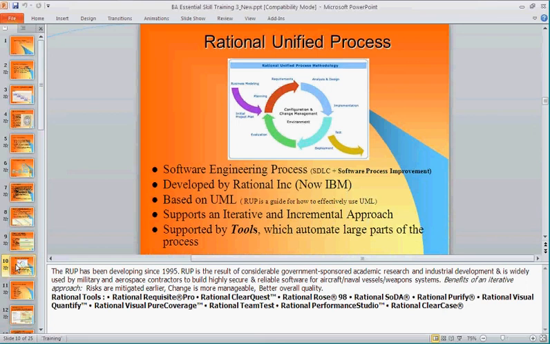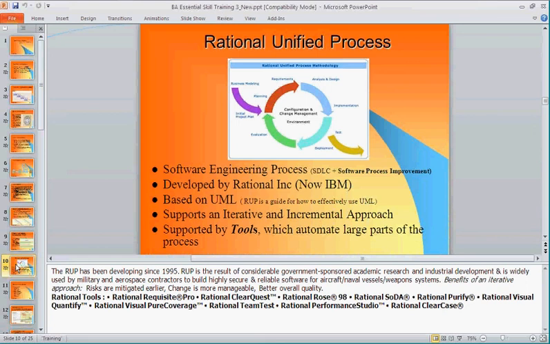Okay. Rational Inc. was later bought out by IBM, and hence nowadays it is referred to as IBM Rational Inc. All right? The same goes for the software, the methodology and all the tools that they built. It was later bought out by IBM.